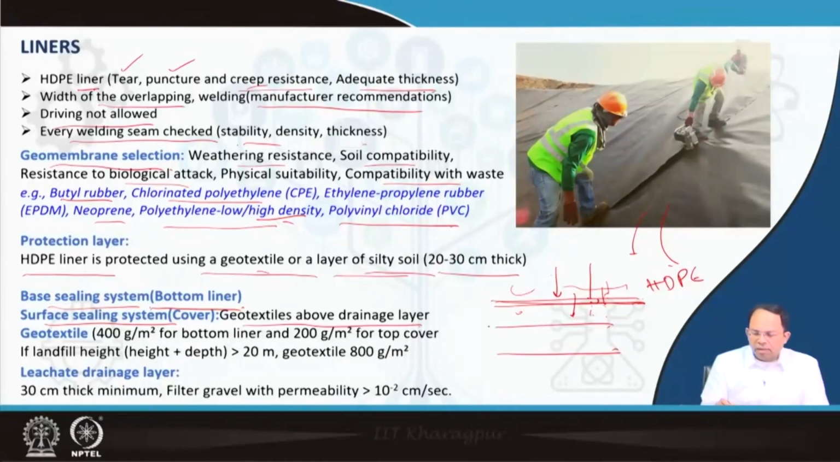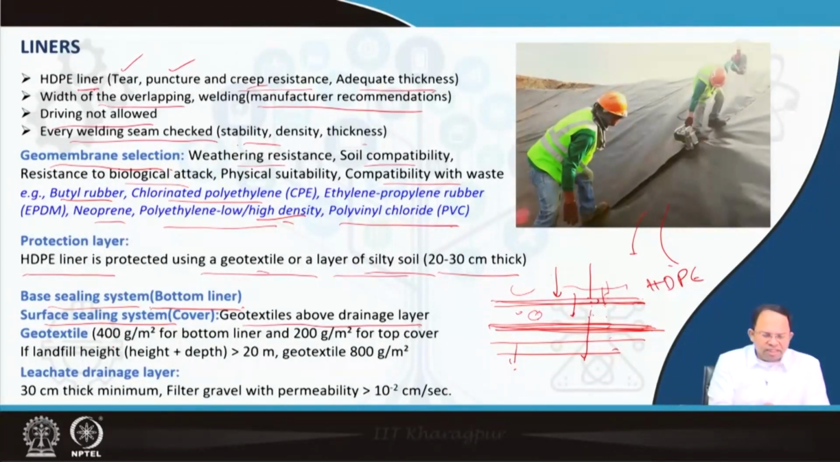And once this is collected in the drainage layer, we can have our geosynthetic HDPE liner or some amended soil or clay below it, so that it prevents the movement of leachate from this drainage layer further down. So that is how more or less the system is designed.